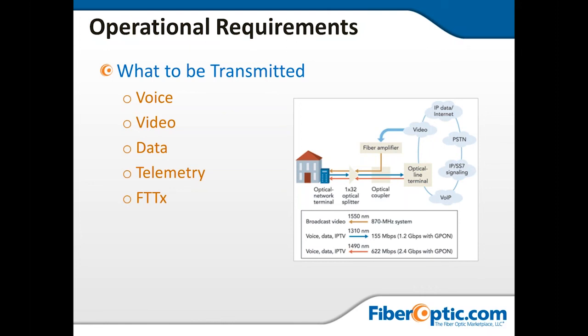As you can see from this graphic, something as simple as fiber to the home or fiber to the business, FTTX, is going to have as many as 3 wavelengths. Your 1310 nanometer is your upstream, and 1490 is your downstream. That carries your voice, data, and TV down. And then your 1550 is going to be broadcast video, downstream only.